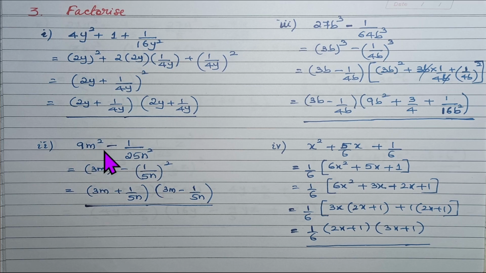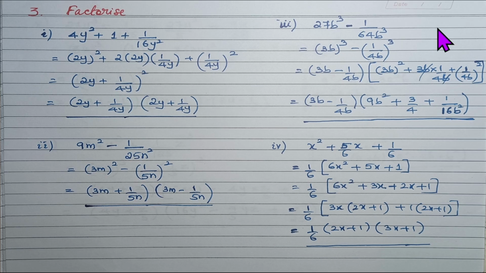Now the next example is 9m square minus 1 by 25n square. 9m square can be written as 3m whole square, minus 1 by 25n square can be written as 1 by 5n whole square. Therefore it's a square minus b square form, a plus b, a minus b. So 3m plus 1 by 5n into 3m minus 1 by 5n using the identity.